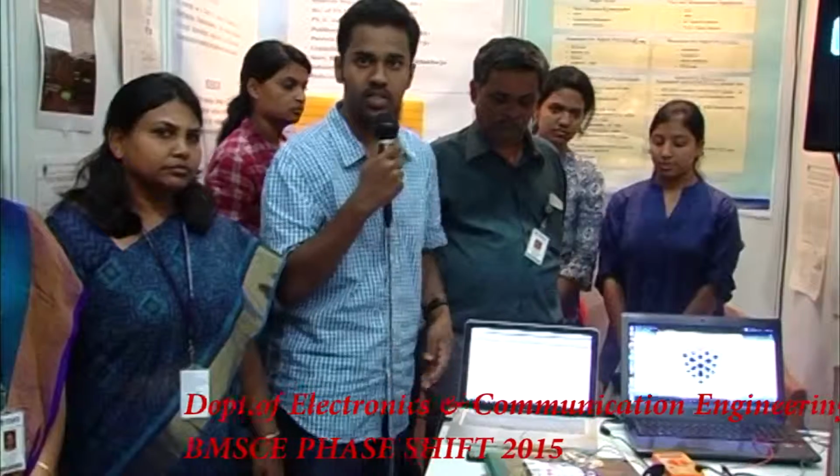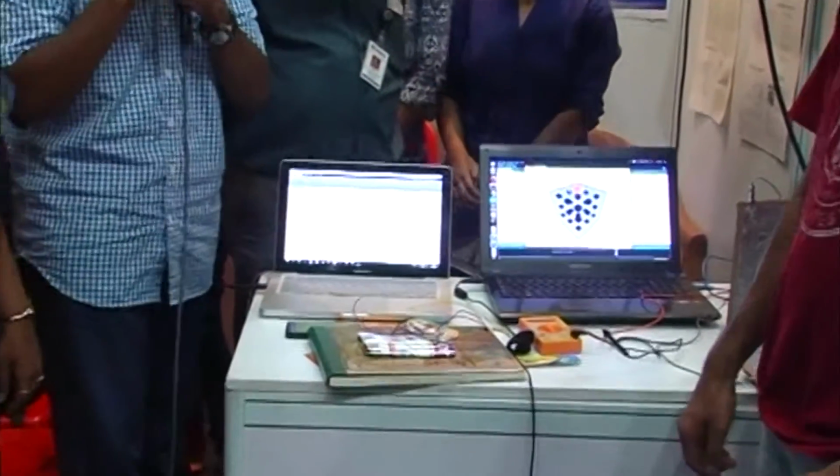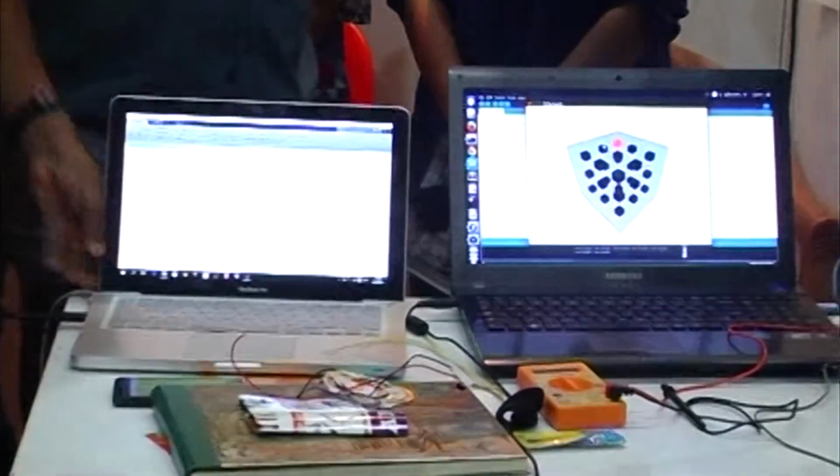Hi, I'm Rakesh from 7th EC department. We have done two projects on image processing. The first project is called number plate detection using MATLAB.